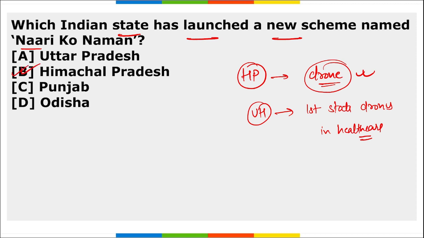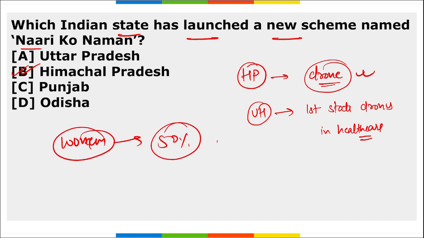Who is the Chief Minister of Himachal Pradesh? Jairam Thakur has launched this Nari ko Naman scheme. It provides a 50% concession on bus fares to women who travel within the state. That means if any woman is traveling within the state, she will be provided with a 50% concession on the ticket she purchased, only if she is traveling from one location in the state to another location in that particular state.